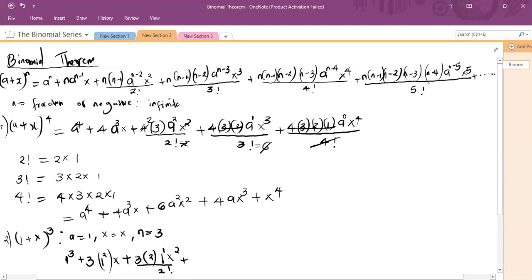Plus, we are here now, n, which is 3, n minus 1, which is 2, n minus 2, which is 3 minus 2, and that gives 1. Then a raised to the power n minus 3, so 1 raised to the power 3 minus 3, so that will give 1 raised to the power 0. Then we have x cubed. All this is divided by 3 factorial.